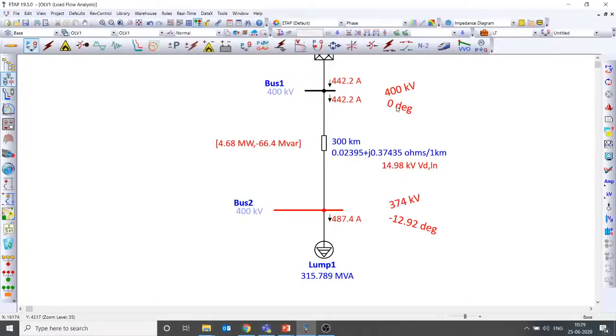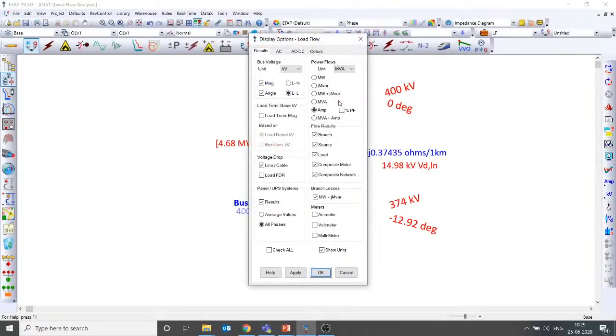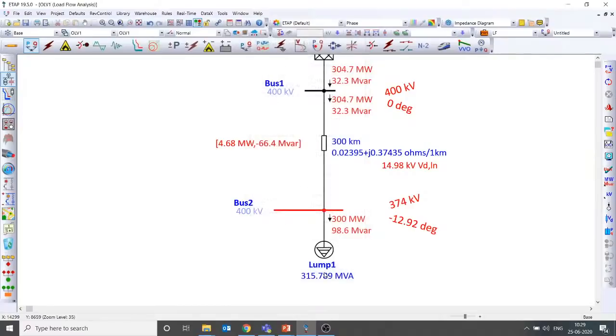So the real power always flows from higher angle to lower angle, and if you want to see megawatt and MVAR, yes, 300 megawatt is the load which is connected. The losses in the transmission line are 4.68. So I am drawing 304.68 megawatt from the grid.